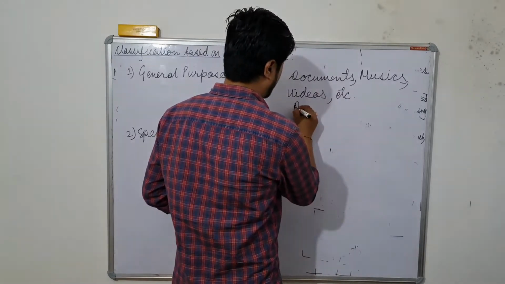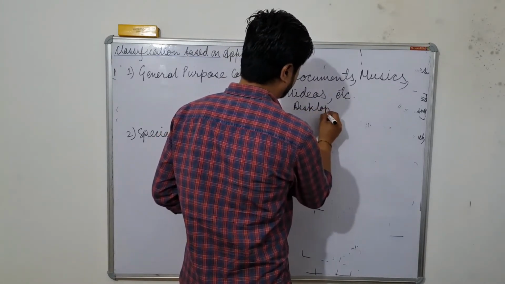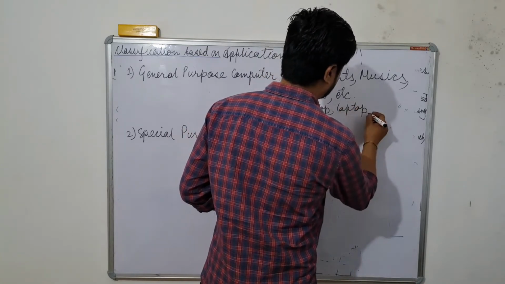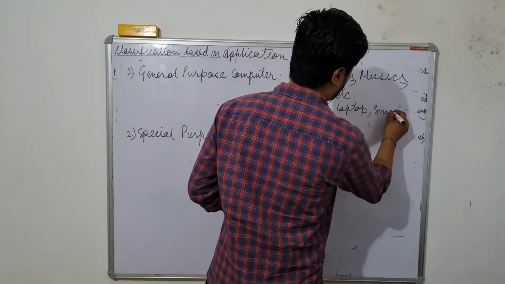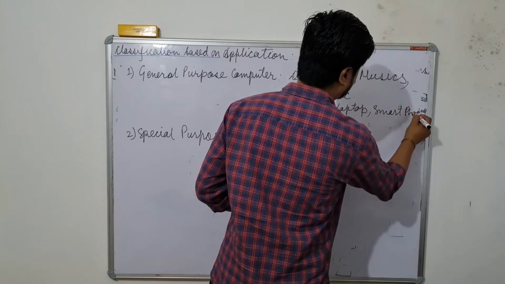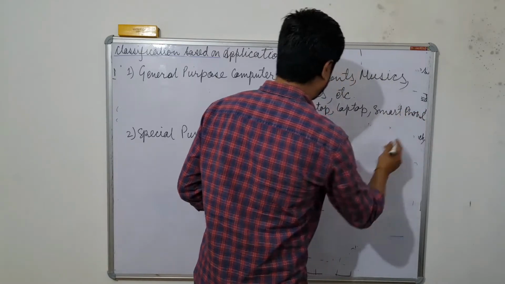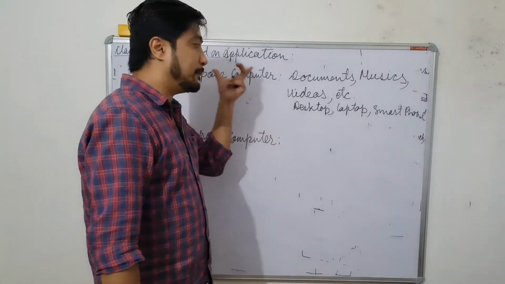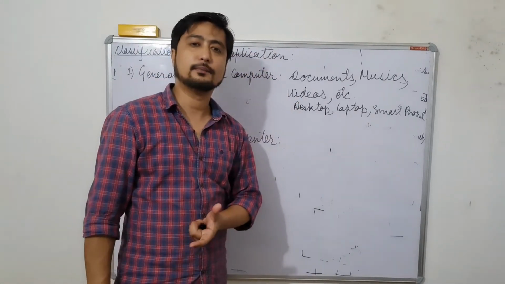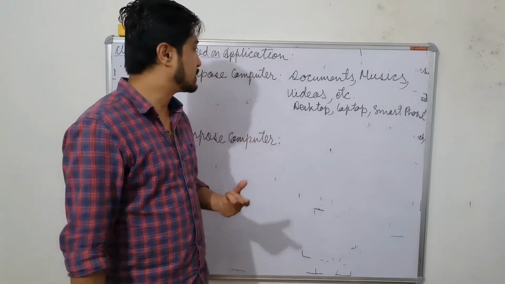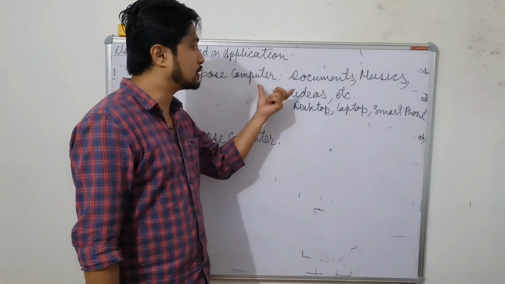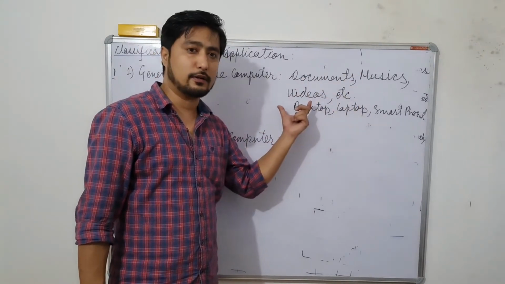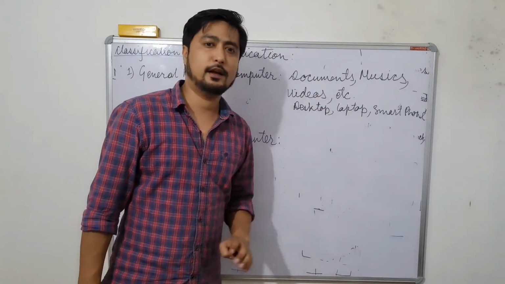Examples are desktop, laptop, even smartphone. So these are the general purpose computers. So we can say microcomputer is a general purpose computer that is used for general works or general jobs like creating documents, listening music, watching videos, etc.